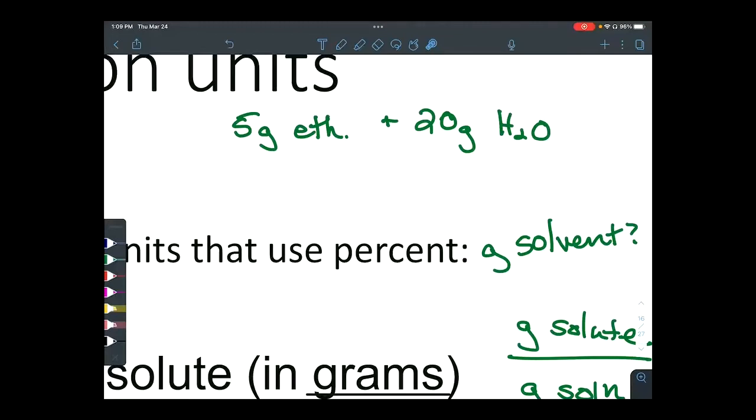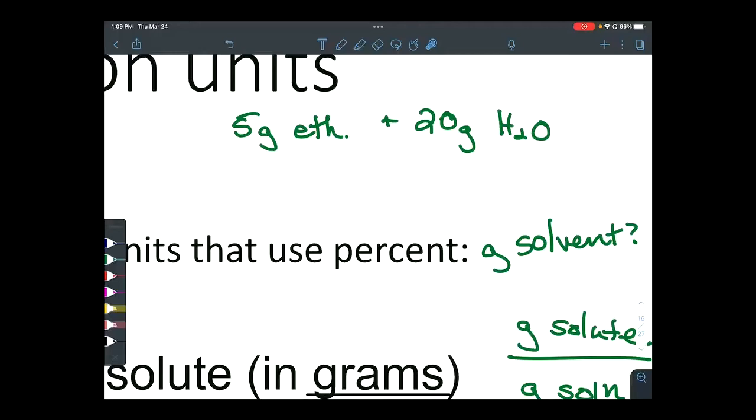Which one's the solute, which one's the solvent? Sorry, yeah, which one's the solute? It's right there. The 5 grams of ethanol and 20 grams of water. Which one is the solute? Why is ethanol the solute? It's the smaller one, right? Okay, all right. So if we mix those 2 things together, how many grams of solution do I have? 25 grams, all right? Because you mix both of those things together.